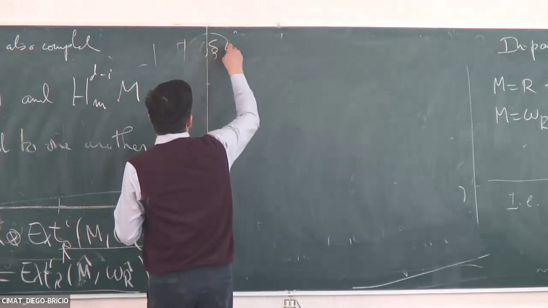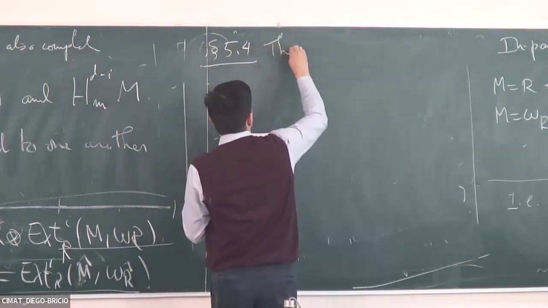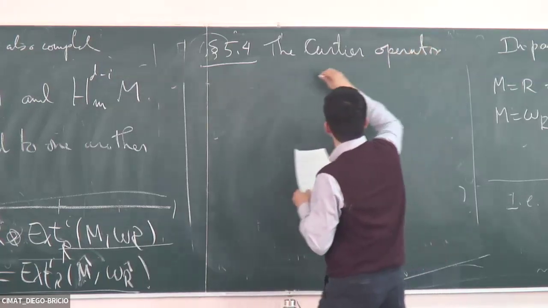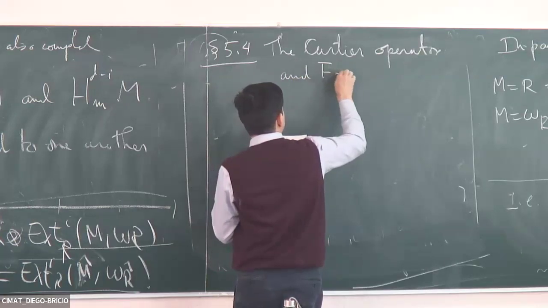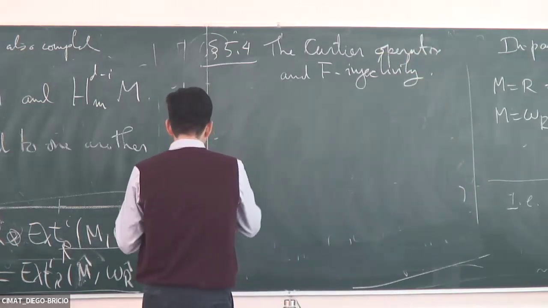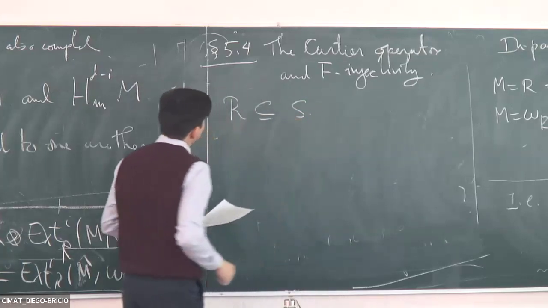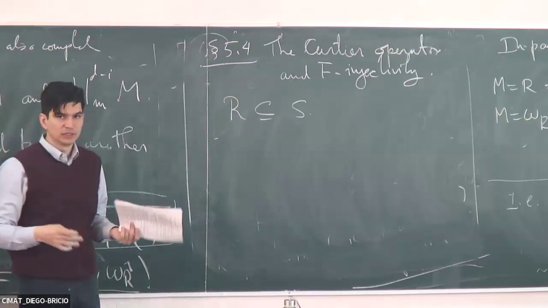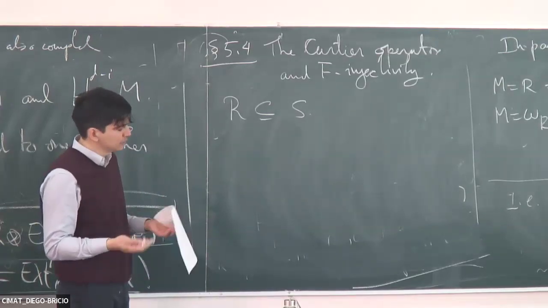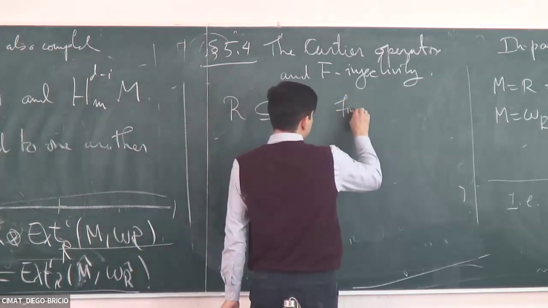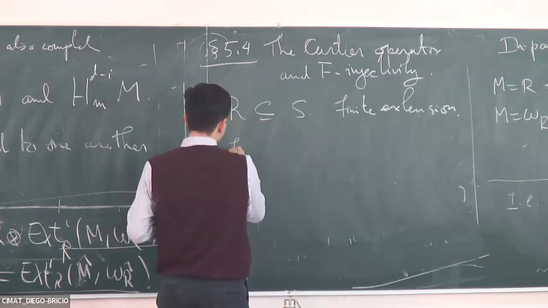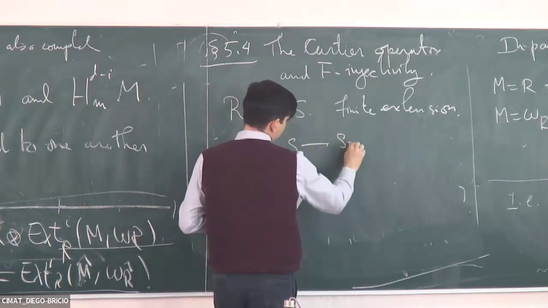Okay, finally, let's talk about the Cartier operator and a bit of F-injectivity. So this is the thing. Let's look at an extension here. The functoriality of Grothendieck duality applies to proper morphisms in general, and in the affine setting, being proper means being finite. So let's take a finite extension, and let's take that on the spectrum.